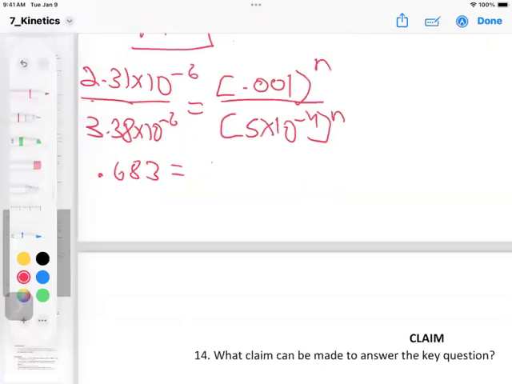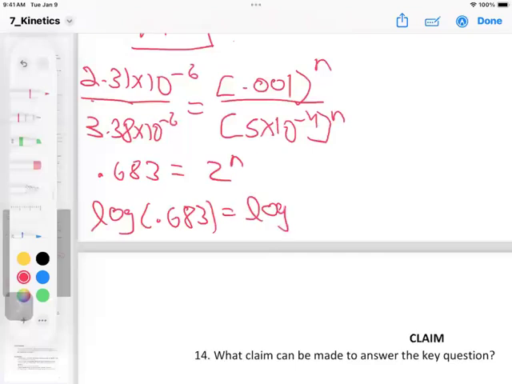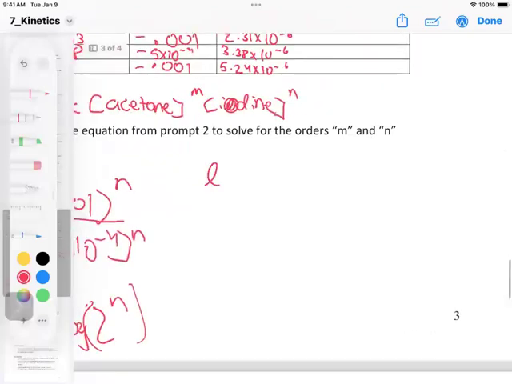0.001 divided by 5 times 10 to the negative 4. That's 2. And we're still raising it to the n. This time we'll take the log of both sides. Remember, it's the same as log of 0.683 equals n times log of 2.